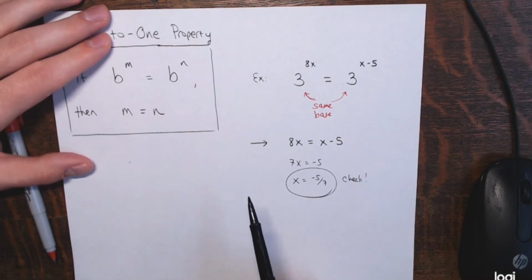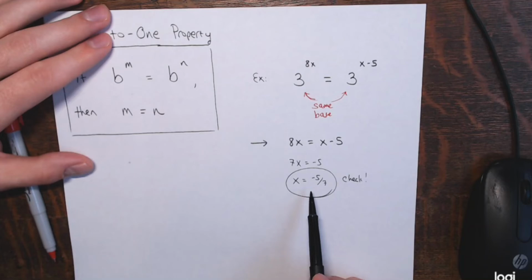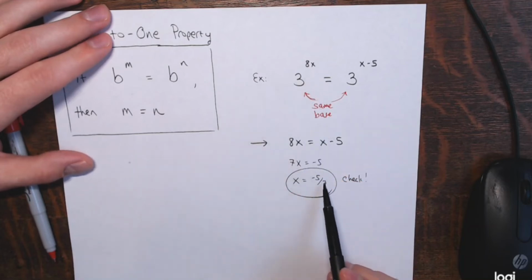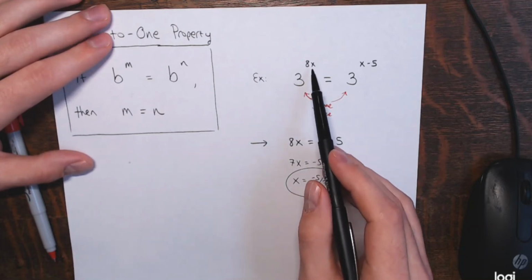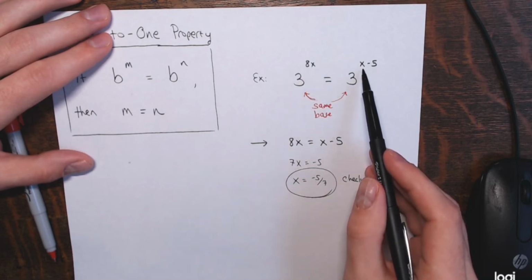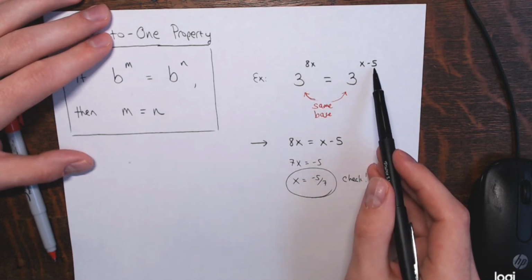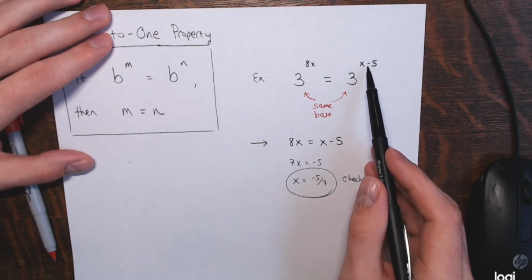So if you know you did everything right, these should be good. I mean, if you plug in negative 5/7, you'd have 3 to the negative 47ths on the left side, and then negative 5/7 minus 5 would be negative 47ths as well, 3 to the negative 47ths. You have the same number on both sides.